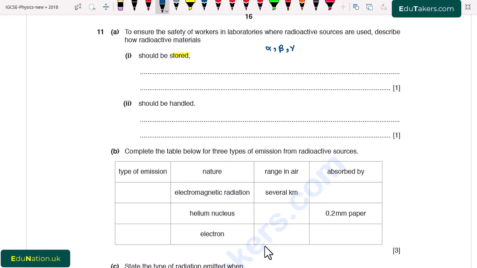Here gamma is the most penetrating, but it cannot penetrate through a lead sheet. So we store the radioactive material in a box that is made from lead sheet. So I write here, we store the radioactive materials in a box with lead walls.